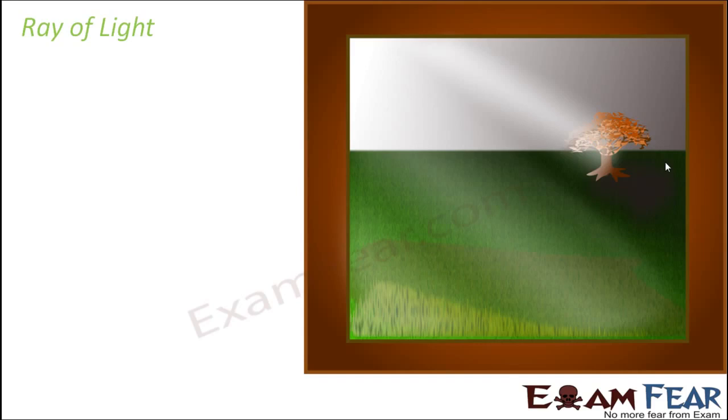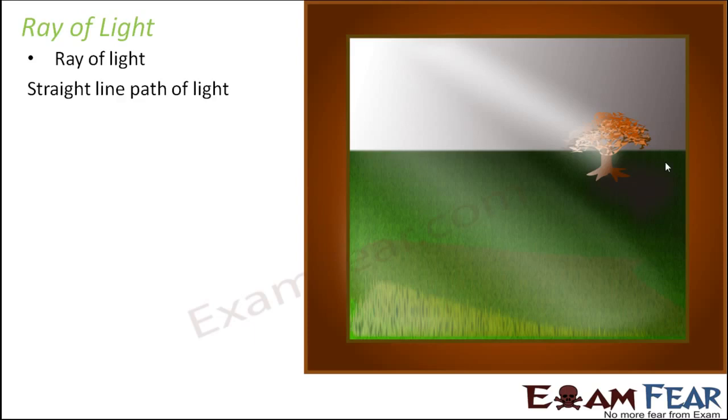Now I have often been using the term ray of light. So what is a ray of light? A ray of light is a straight line path of light. As I said, light is always traveling in a straight path. But one single line of light or one single path of light is called a ray of light. And in diagrams it is often represented like this.